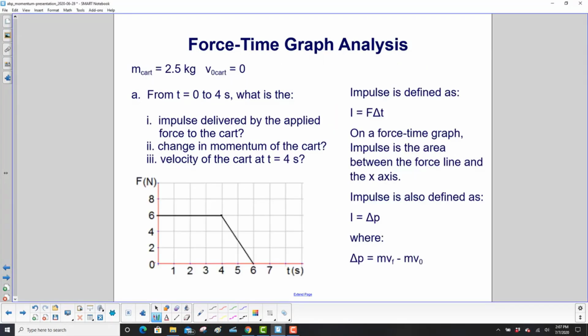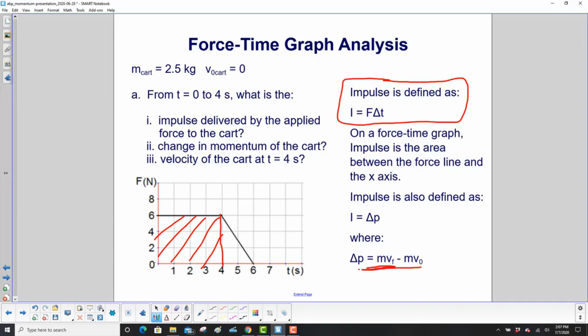Here's the key point we need to know. Impulse is what? It's F delta t. Okay, force times the time that it's exerted over. On a force-time graph, impulse will be the area between the force line and the x-axis. So if we want to go from 0 to 4, that area there is the impulse. Impulse is also defined as the change in momentum, where the change in momentum is mvf minus mv0.